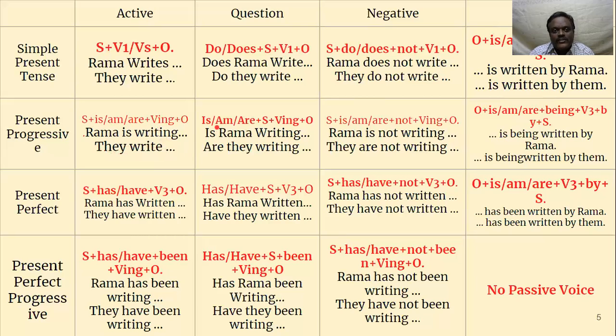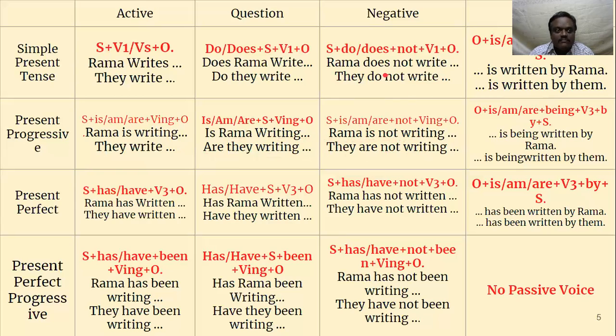Then the question form, what happens? We have to bring the B form, the helping verb, to the beginning of the sentence. Already a helping verb is there, so we don't need to worry about it. Simply, Rama is writing a letter, is has to be brought forward. So, is Rama writing a letter? Are they writing a letter? Okay, it's quite easy. Then let's go to the negative sentence. Already the B form is there, so we don't need to worry about it. Simply we have to add not in between the helping verb and the main verb. Rama is not writing a letter. They are not writing a letter.